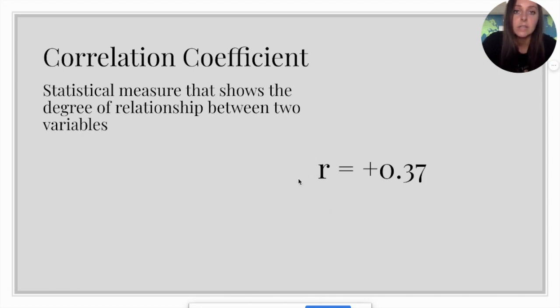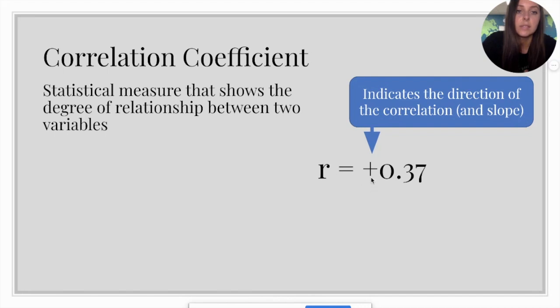So anytime you see a little lowercase r, that's going to be your symbol for correlation. And then you're going to have a number. It's going to say r equals something, right? You're going to have either a plus sign or a negative sign right here, and that's going to determine if it's positive or negative. And then you're going to have a number. So 1, positive 1 or negative 1 is the strongest, right? So this is a positive 0.37. So that means it's slightly a positive correlation.